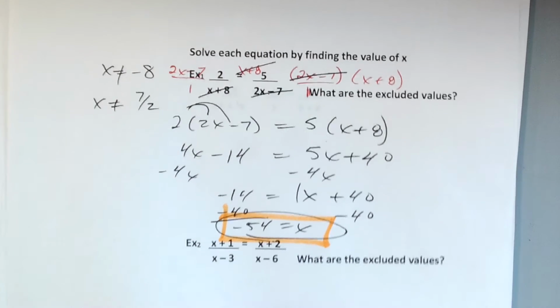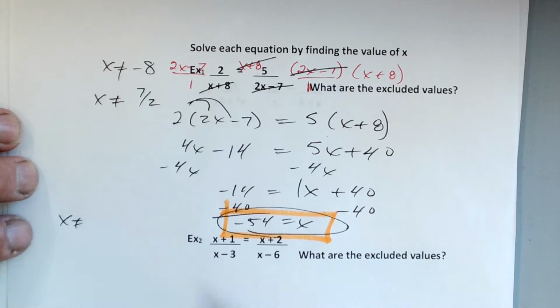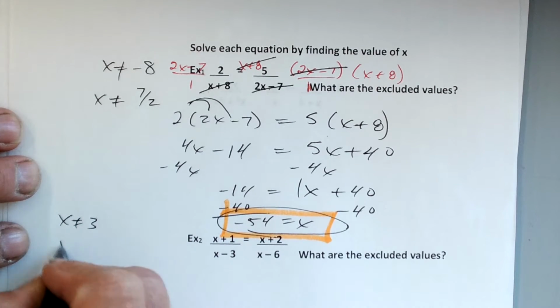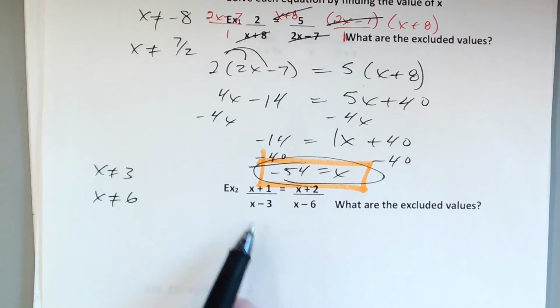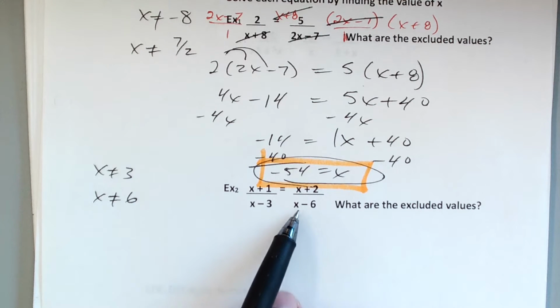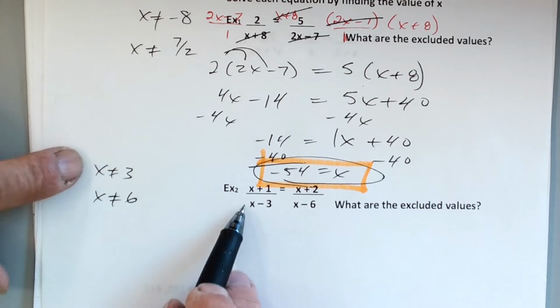Now, example 2. So in example 2, first of all, x cannot equal, better not get an answer of 3, and I better not get an answer of 6. Okay? Because if x is 3, 3 minus 3 is 0. Do not divide by 0. And if x is 6 right here, 6 minus 6 is 0. Do not divide by 0. So no matter what, it can't be either.